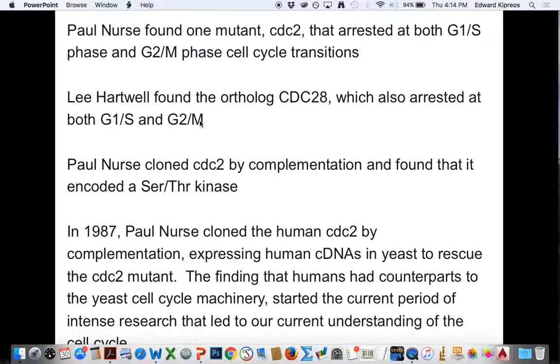Okay, so Paul Nurse was super interested in CDC2, and you could ask yourself, well, why would Paul Nurse be interested in CDC2? And the rationale is, I just told you, so here I'm going to the overhead thing.